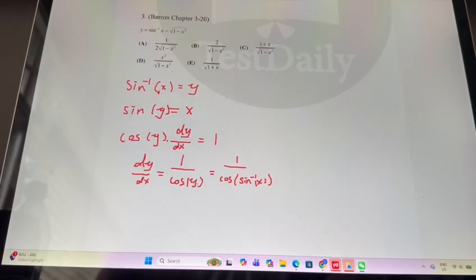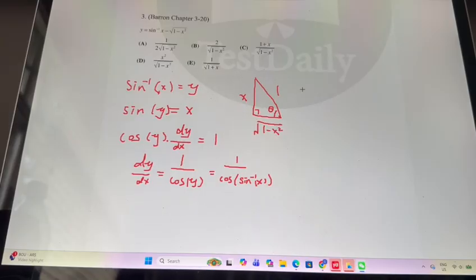And then here we need to use a substitution. So we draw a right triangle, 90 degrees. We let the hypotenuse be 1, and then let the opposite side be x, and here is theta. If we use the Pythagorean theorem, we know that this side is square root of 1 minus x squared.